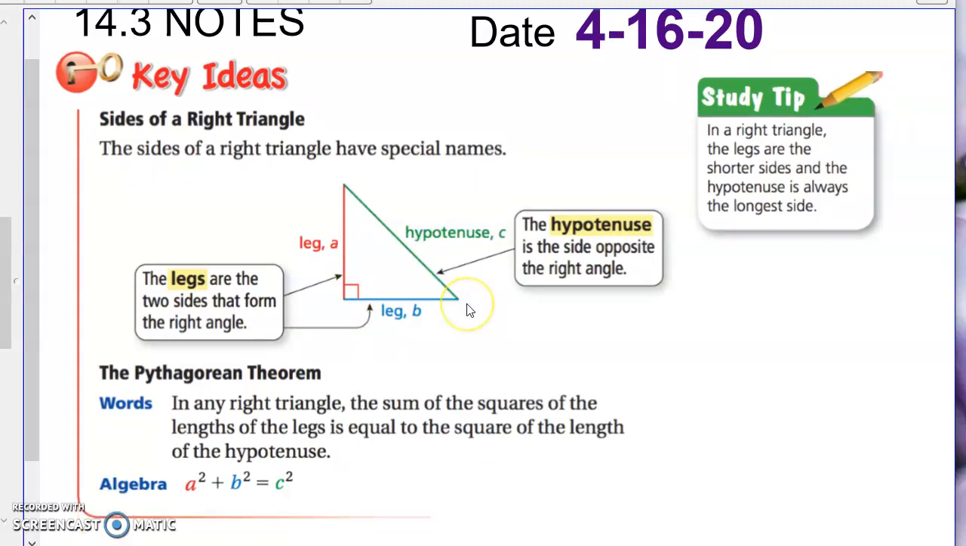In this Pythagorean theorem, it works for all right triangles. So in any right triangle, the sum of the squares of the lengths of the legs is equal to the square of the length of the hypotenuse. So A and B are going to be your two legs, and C is always going to be your hypotenuse. And what Pythagoras found is that A squared, which means the length of side A squared, plus the length of side B squared, is always going to equal the length of the hypotenuse C squared. And with this theorem, we're going to be able to find missing sides of right triangles using the Pythagorean theorem.